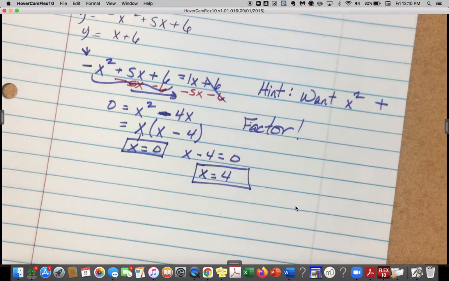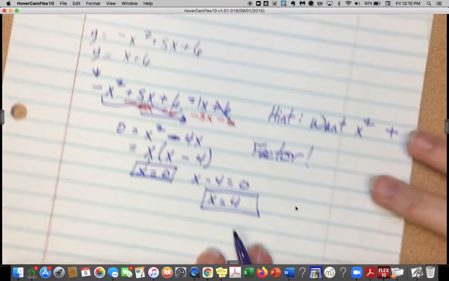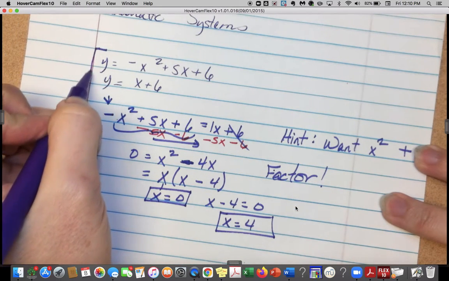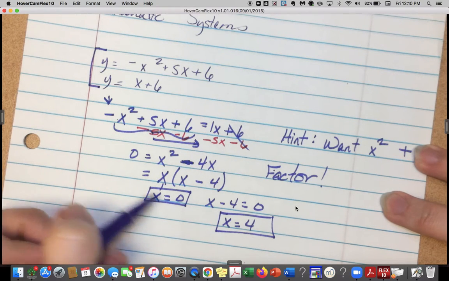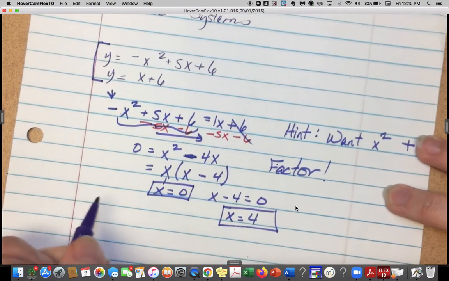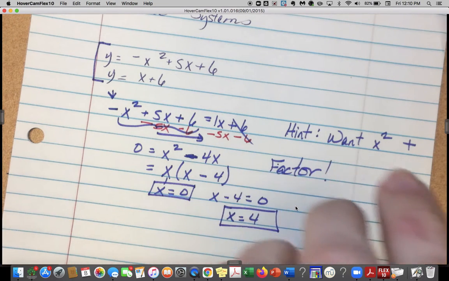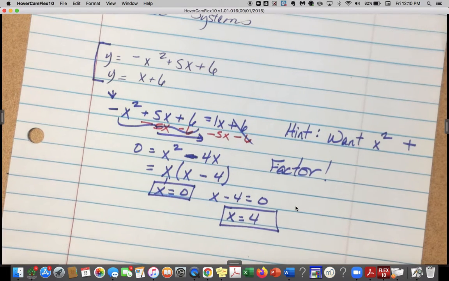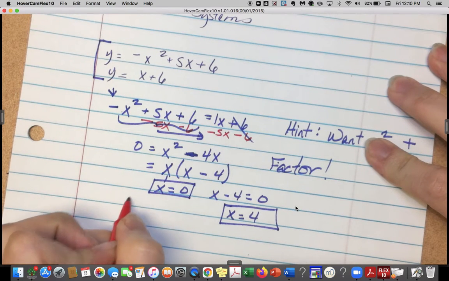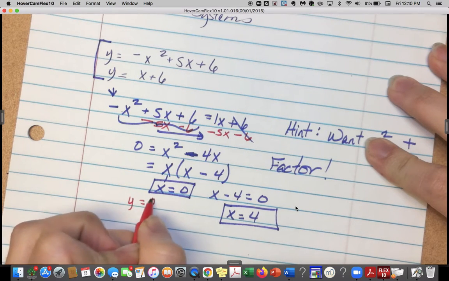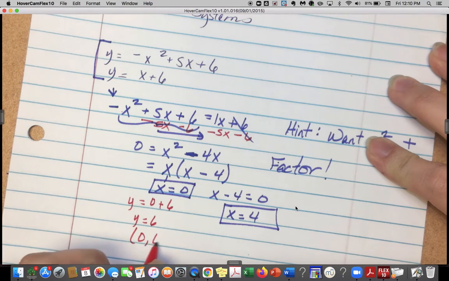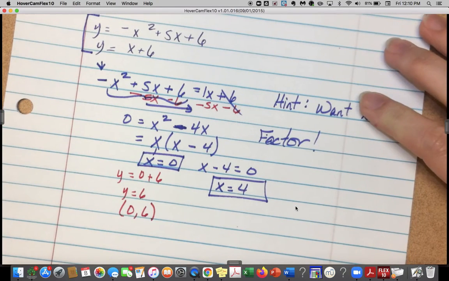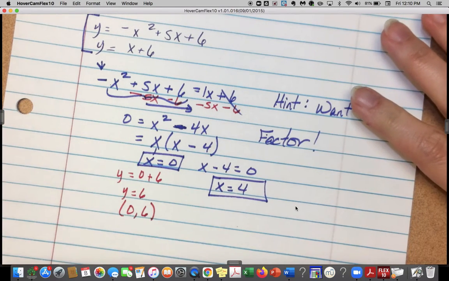Now, if I wanted to find the actual ordered pair, if that was something that you needed, you would need to go back into one of your original functions and substitute your x value in to figure out your y value. So if that is something that you need, maybe you're on Math Excel or something else, y equals, and then I could put 0 plus 6. Well, that's just y is 6. So this would be 0, 6. So at that ordered pair, I know my line crosses my quadratic.